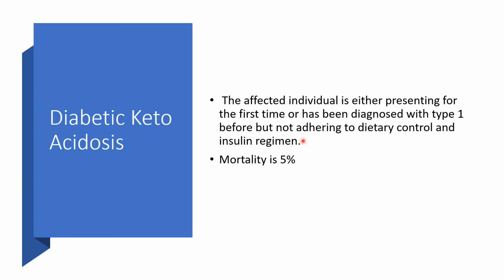Or it might be that they've been diagnosed with diabetes, but because they are teenagers, it's pretty hard for them to comply with the dietary control. They could see their friends drinking pop, and they want to drink. They've seen the ice cream, they've seen everything around. They can't take their eyes away from all those things. And some of them will not be following the appropriate regimen of the insulin usage. Mortality here is about 5%.